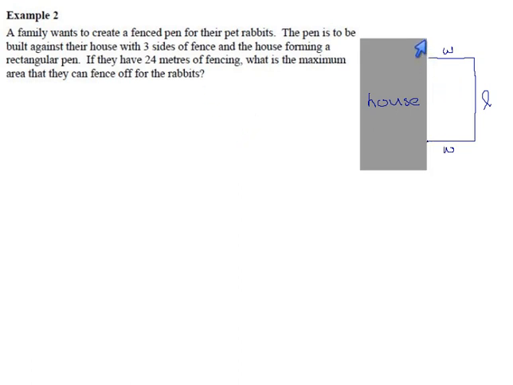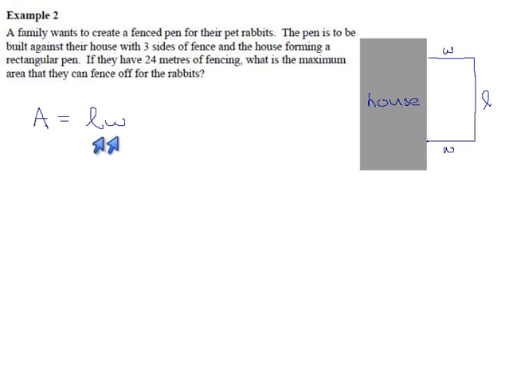So you get this wall for free because the house is there anyway, and you have 24 meters with which to make these three walls. So we're trying to max out the area, which would be length times width, so that's no problem. The trouble is this has two variables in it, and we hate those.